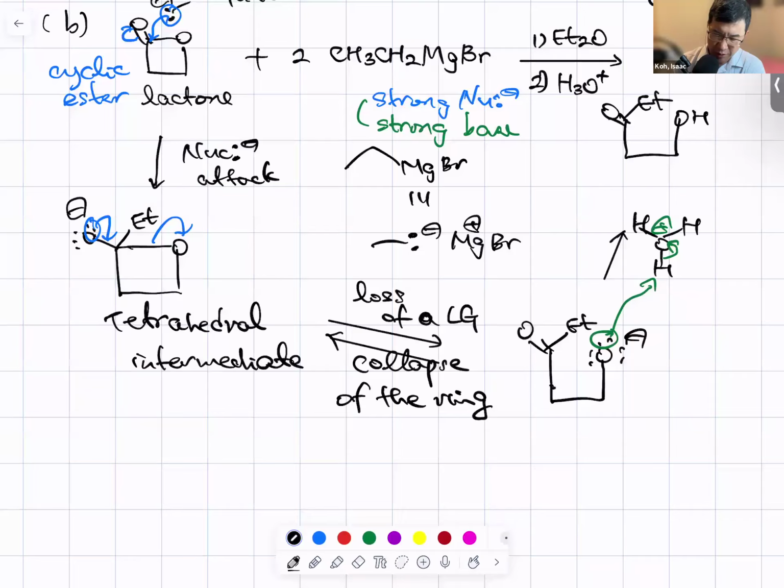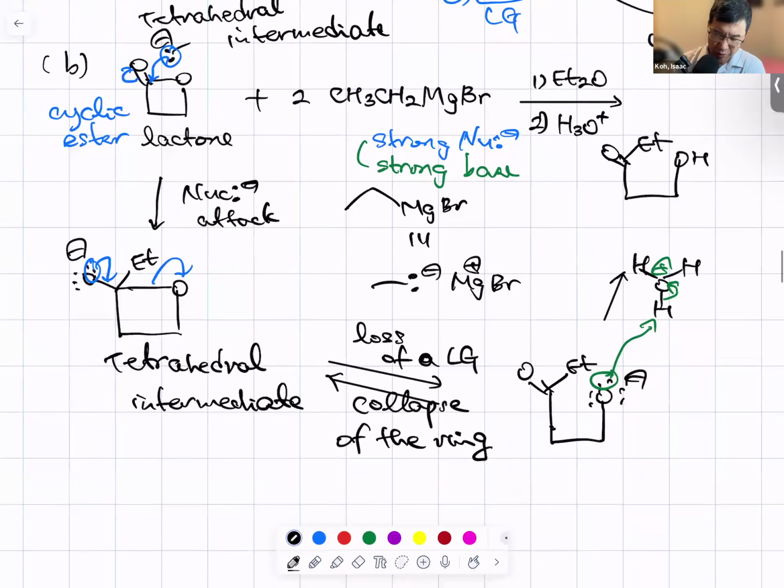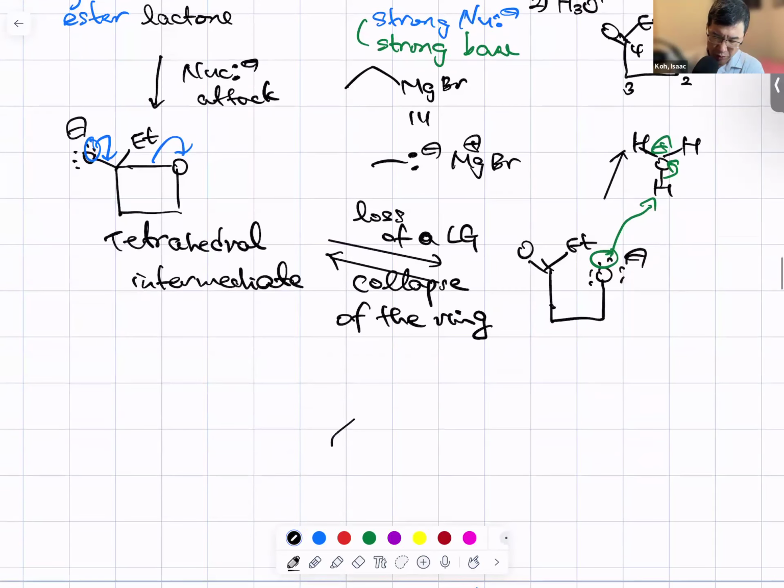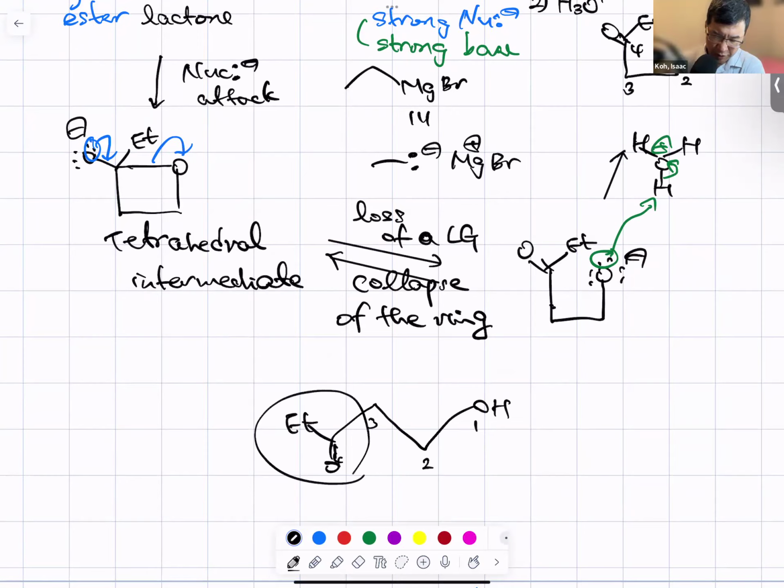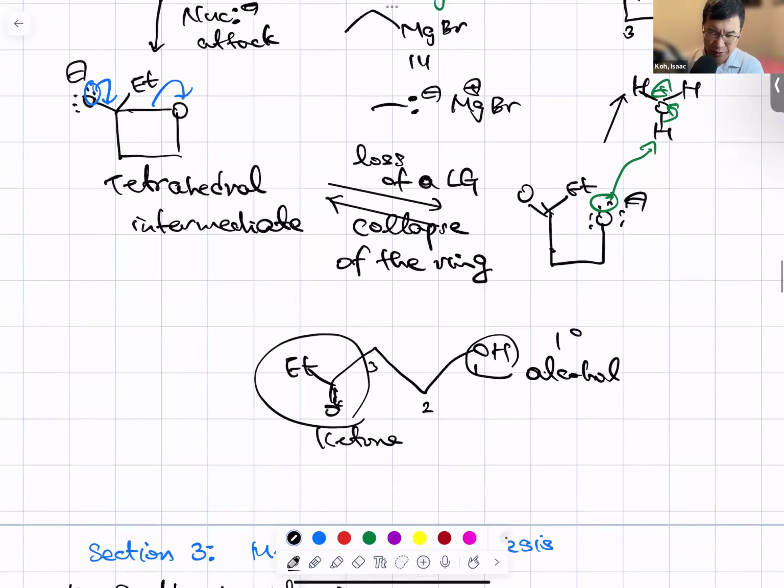Okay, so this one is now 1, 2, 3, 4. So let me draw 1, 2, 3, 4. One side is alcohol. At 4 we have ketone, and then ethyl group right there. So we have ketone on one side, the other side is oxygen, alcohol, primary alcohol side. So that's the process.